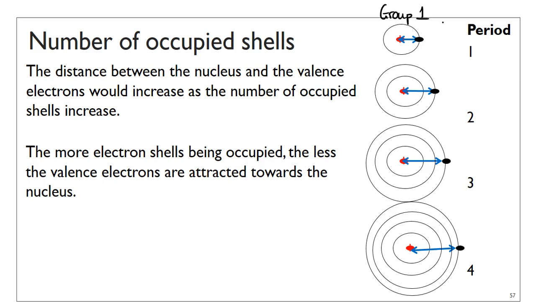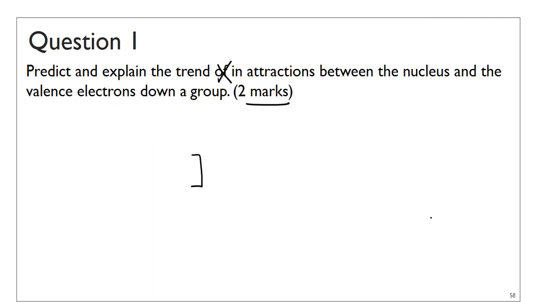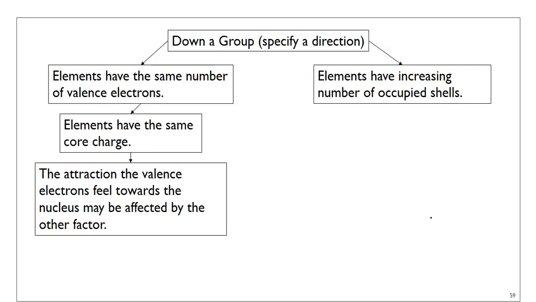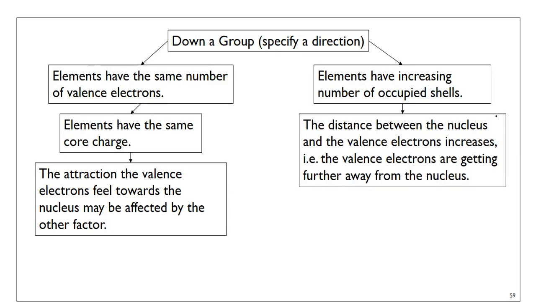And you can definitely see that as you go down the group, the number of shells increases, while core charge doesn't change. Okay, so if core charge doesn't change, then any variation in the attractive force between the nucleus and the valence electrons is not going to be due to core charge. It's going to be due to the increasing number of occupied shells.